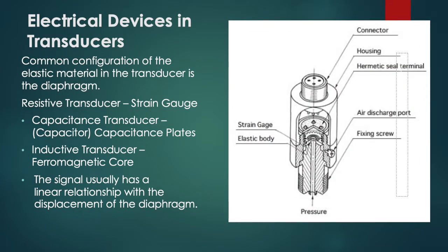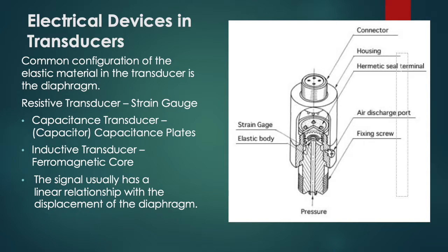The electrical devices in transducers. The most common configuration of the elastic material in the transducer is the diaphragm. Three different types of electrical devices can be attached to the diaphragm to create an electrical signal. First is a resistive transducer, which uses a strain gauge. The strain gauge is bonded to the deformable material, and any change in the deformation causes a change in the electrical resistance of each strain gauge, which can be measured by a Wheatstone bridge.